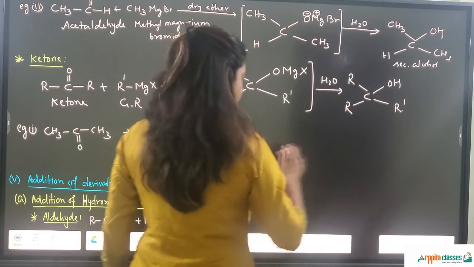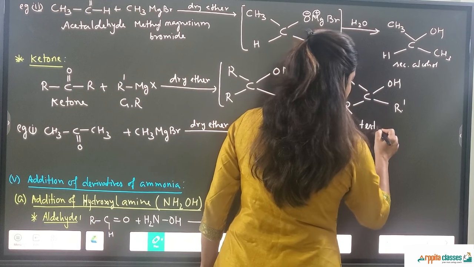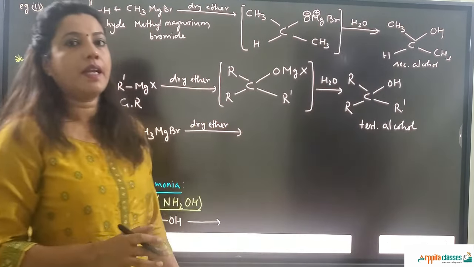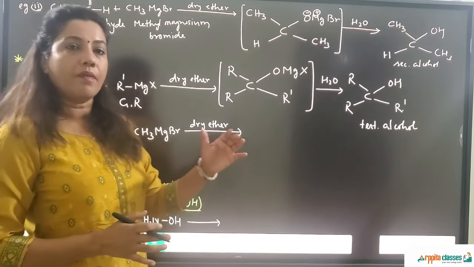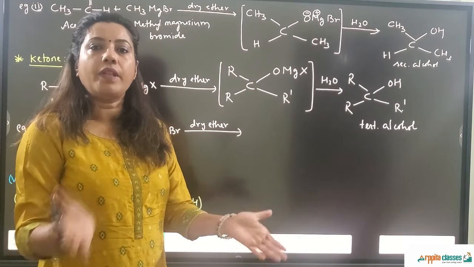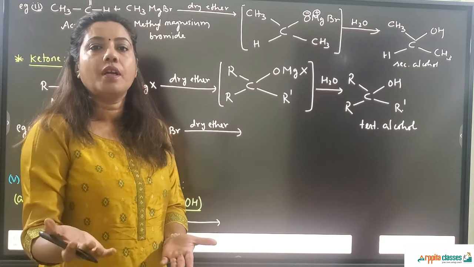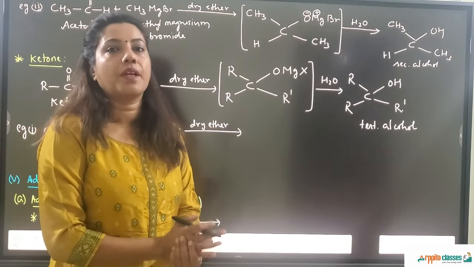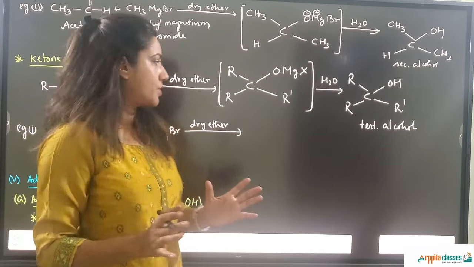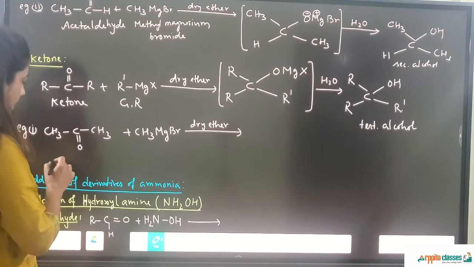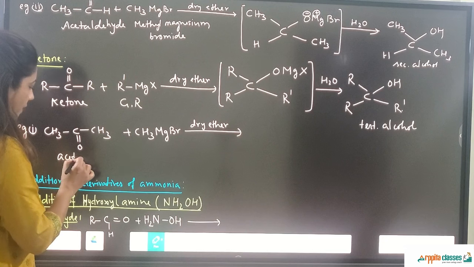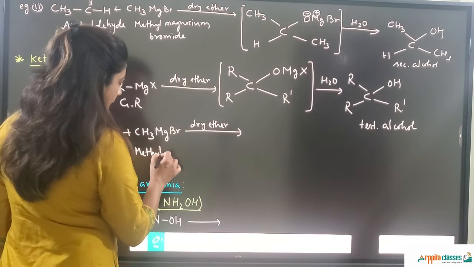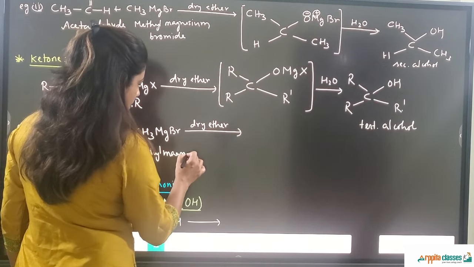I wanted to make you understand that whenever we add Grignard reagent to formaldehyde, we get a primary alcohol. Apart from formaldehyde, any other aldehyde with addition of Grignard reagent will give you secondary alcohol. And ketone with addition of Grignard reagent will give you tertiary alcohol. Very important reaction. Okay, so now let's take this particular example. This is your acetone, and this is methyl magnesium bromide.